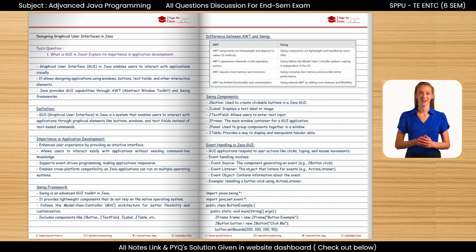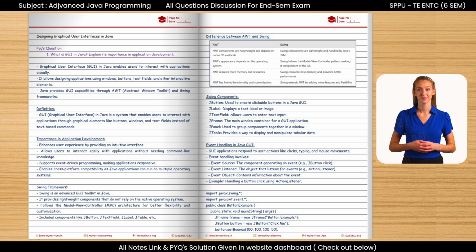First, let's understand what graphical user interface is in Java and why it is so important in application development. A graphical user interface, commonly called GUI, is a way of interacting with a program using graphical elements like buttons, windows, text fields, and menus, rather than just typing text commands.